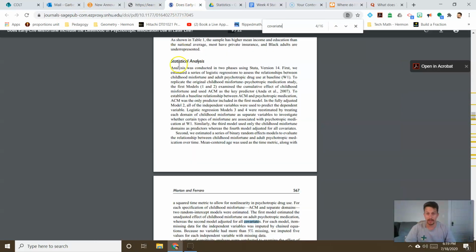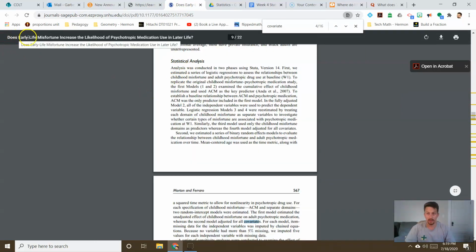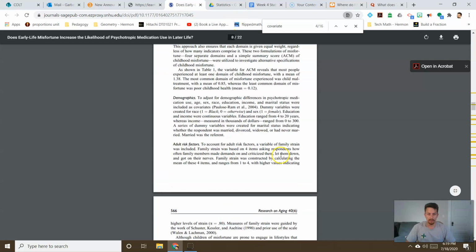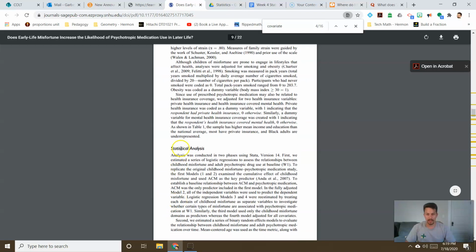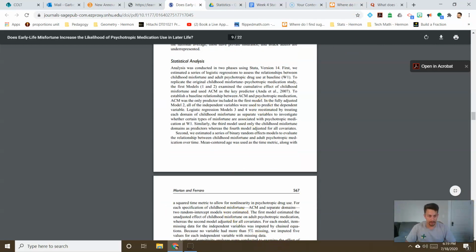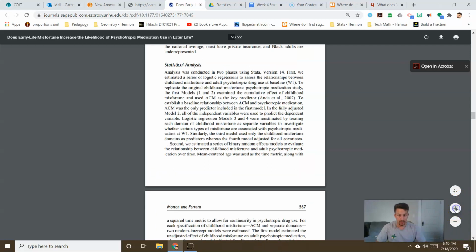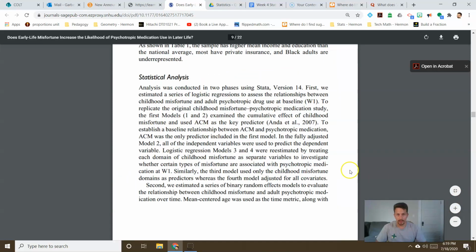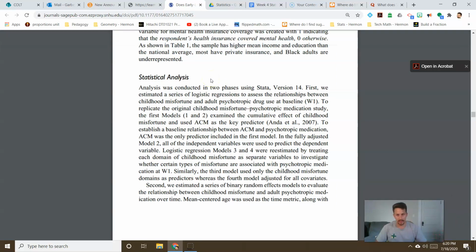So what I'm going to use as an example here is this article, does early life misfortune increase the likelihood of psychotropic medication use in later life? So you'll see here I'm on page 9. If you download it as a PDF, it comes up as page 9 or 566, and I'm on the statistical analysis section of the paper. So I'm going to zoom in a little bit. And so what I'm going to do is look for just some sentences that describe how the data was analyzed.